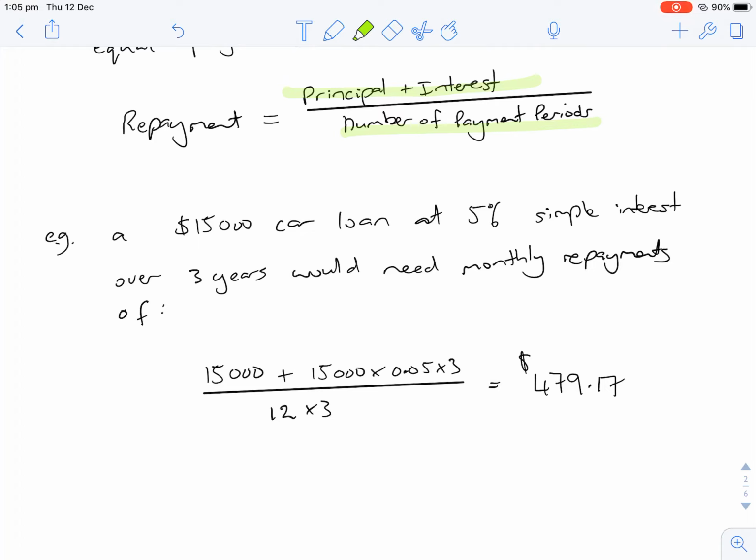So in this next question, I've said we're going to purchase a $15,000 car, or take a loan out of $15,000 for a car. We're going to pay 5% simple interest over 3 years. And we want to calculate our monthly repayments.